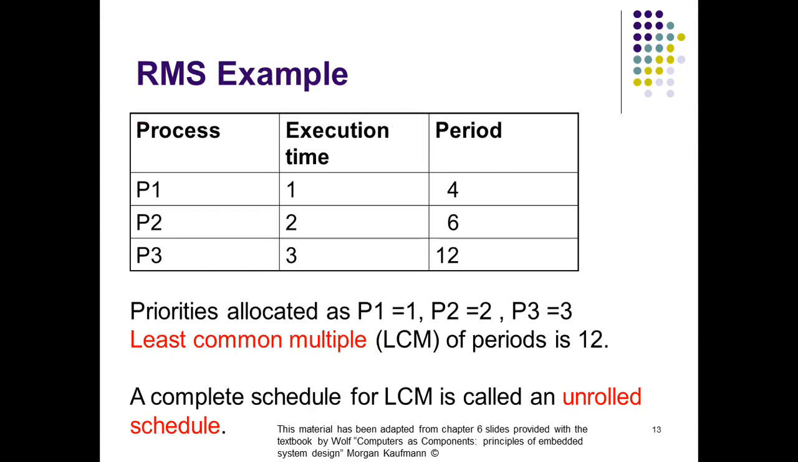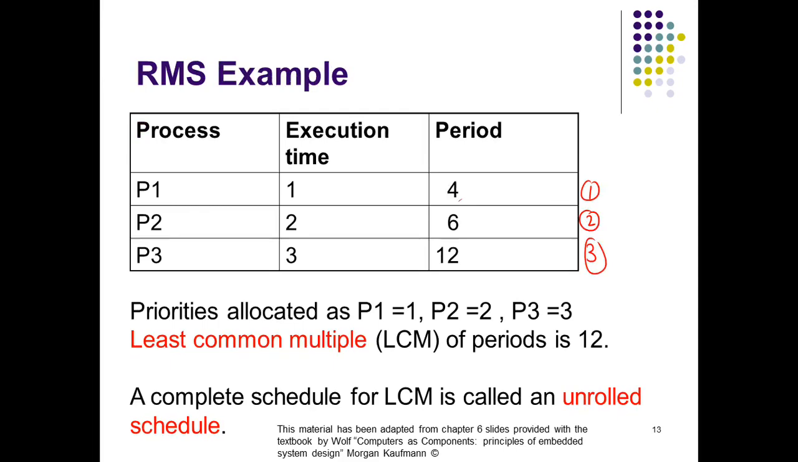Okay, a simple example. Process 1 has an execution time of 1, period of 4. Process 2, execution time of 2, period of 6. Process 3, execution time of 3, period of 12. So first thing we do is we can assign priorities. So which one's the highest priority? P1. This is top priority, then medium priority, then low priority, because it has the smallest period.